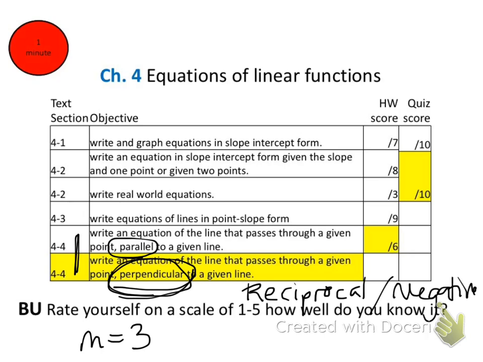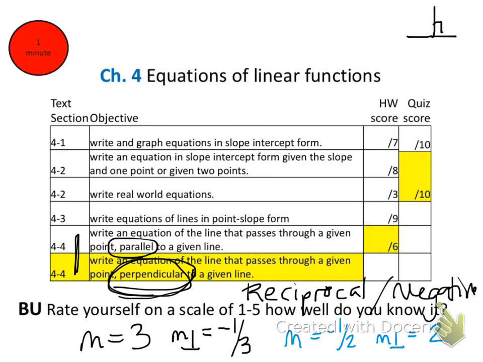So if my slope was 3, the perpendicular slope is negative 1/3. Did you guys see that little symbol I made right there? That's the symbol for perpendicular. It looks like intersecting lines at a 90-degree angle. All right, and what if my slope was negative 1/2? The perpendicular slope would be positive 2.